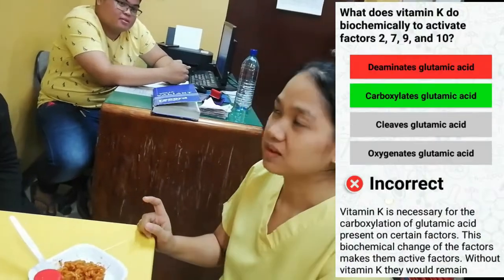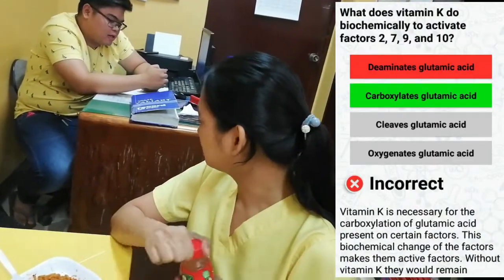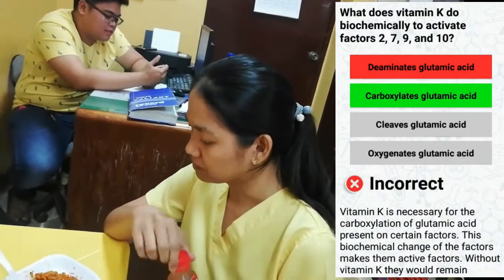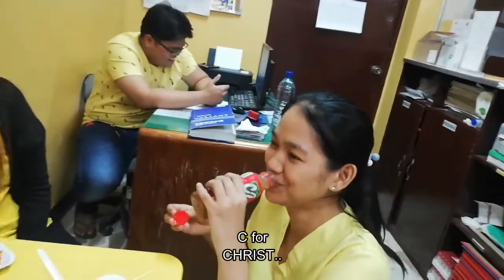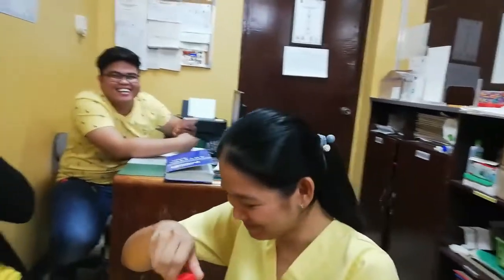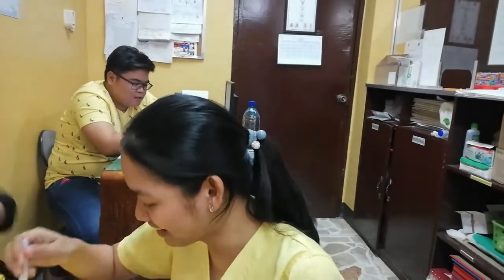Another guess. Choices is yung B is carboxylates glutamic acids. Letter C, cleaves glutamic acids. Letter D, oxygenates glutamic acids. C for crying. Incorrect para yun. God loves you.